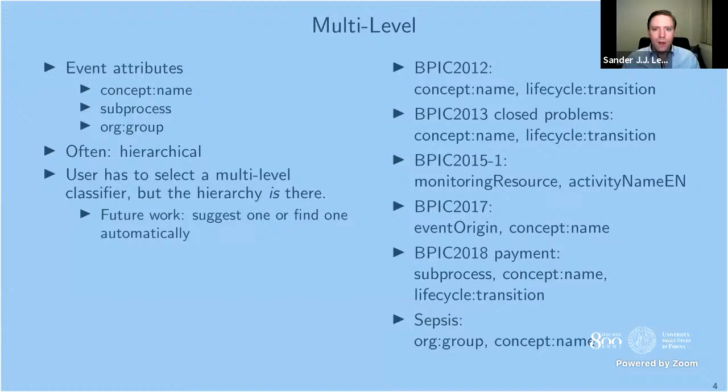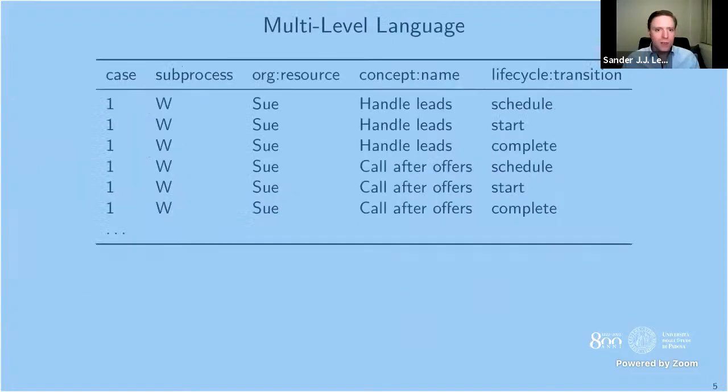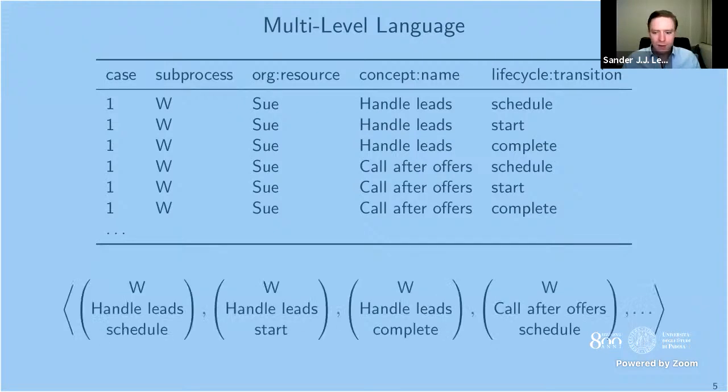Let's get back to our example event log and transform this into a so-called multi-level language. So we have our event log and we have our multi-level classifier. The multi-level language that belongs to this event log is shown at the bottom. It's still the same traces. However, each event is now a vector of three elements. And together, these three denote the execution of an activity. So this is our concept, rather than a normal language, we have a multi-level language.